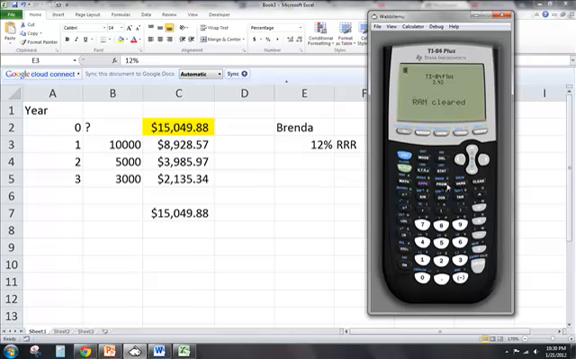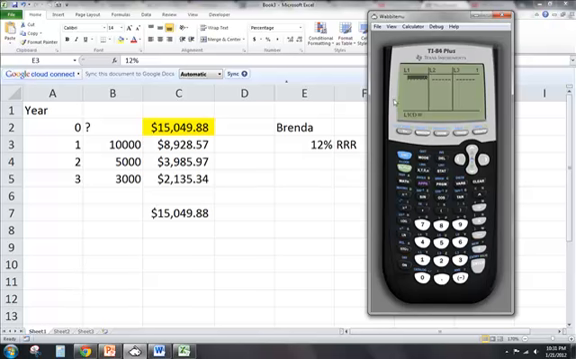So to input the values in your list, you access your stat and then edit. And here are your 3 of the 6 lists. To clear a list, my lists are currently clear, but yours might not be. To clear a list, you use your cursor to go up to the list name, and then you press clear and enter, and it will clear your list.